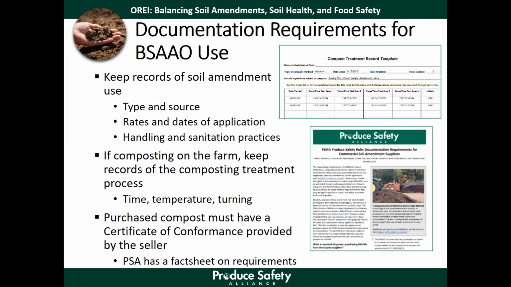So in terms of those documentation requirements, there's actually no required documentation for an untreated soil amendment currently. I do expect that to change when the minimum application intervals are put into place. But right now, the only documentation requirement for soil amendments is for treated soil amendments, such as a compost. And the requirement there is that records have to be kept of the composting treatment process. And that would be monitoring the process, right? So monitoring the time, temperature, turnings.